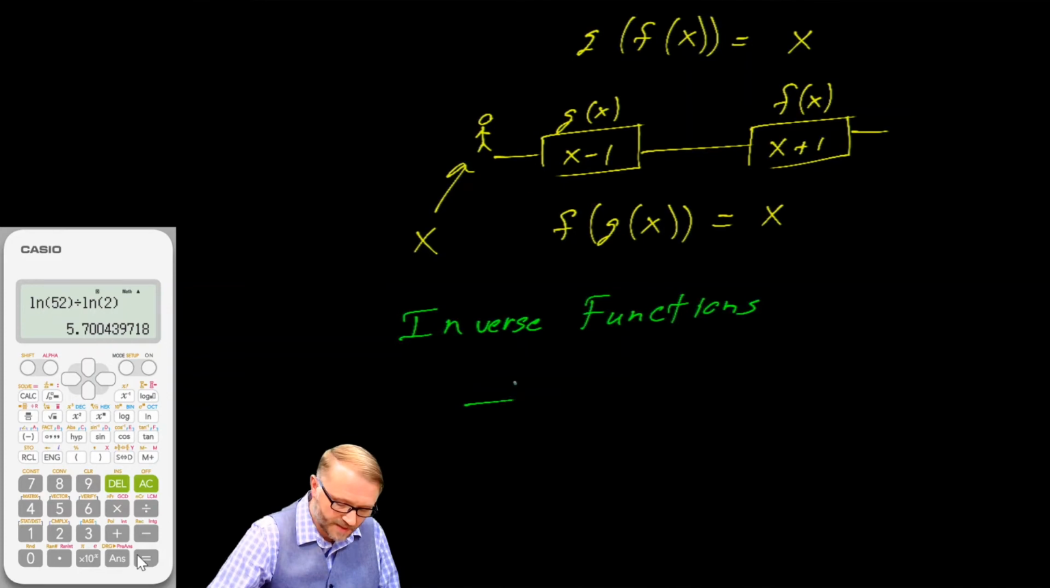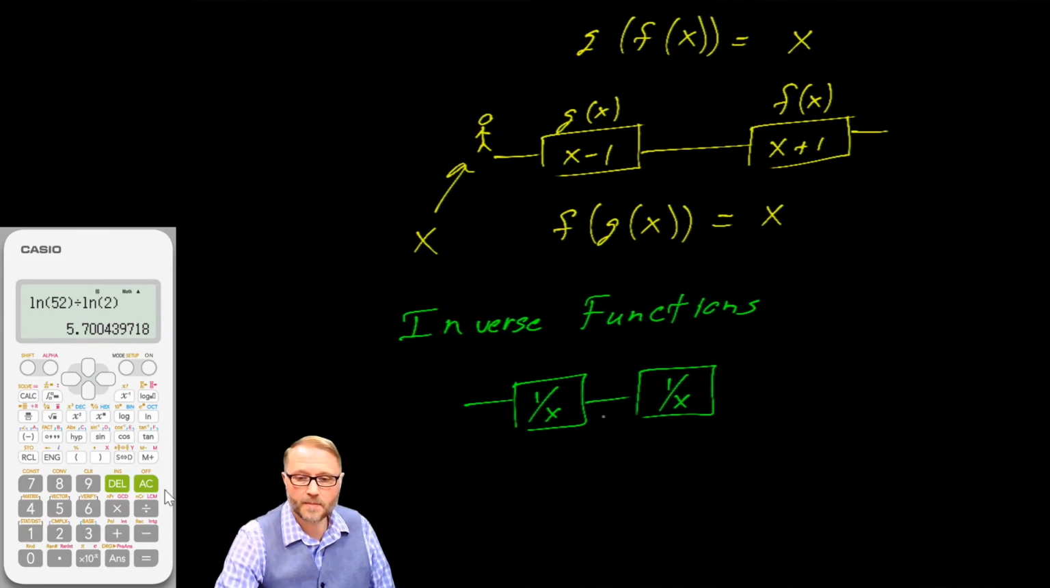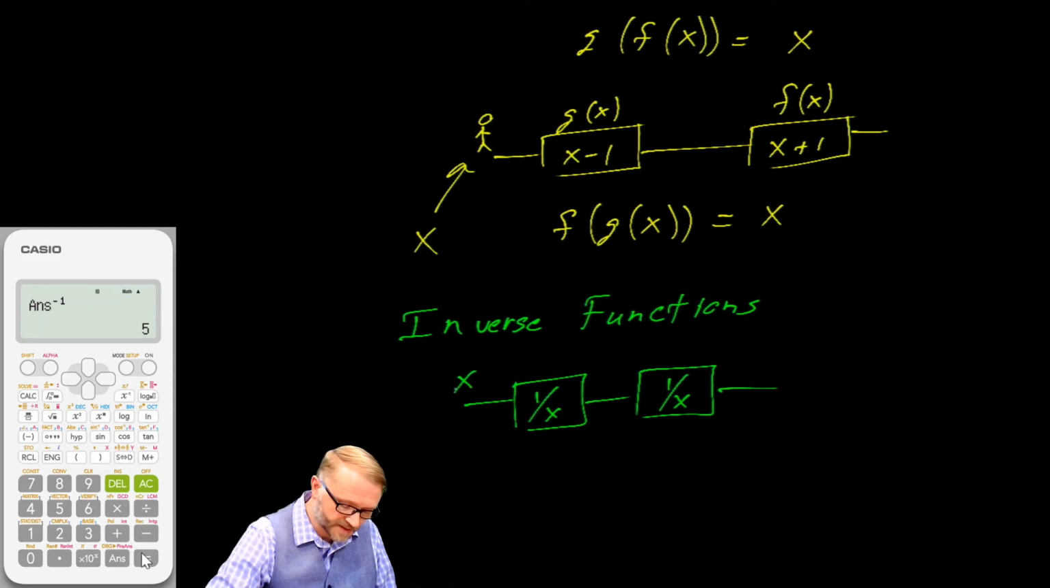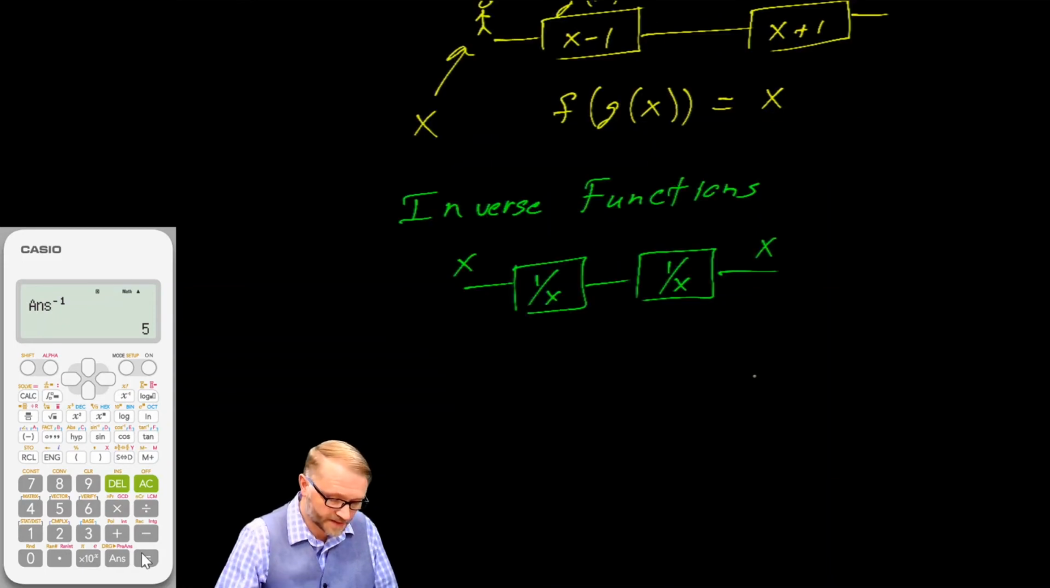Some other examples. On your calculator, there's a 1 over x button. So if you enter a number, for example, 5, and then you hit the 1 over x button, and then you hit the 1 over x button again, you end up with the number that you started with. So if this is x, we end up with x.